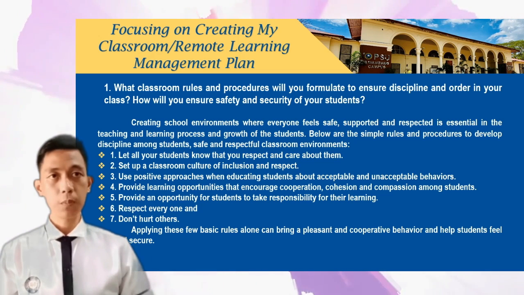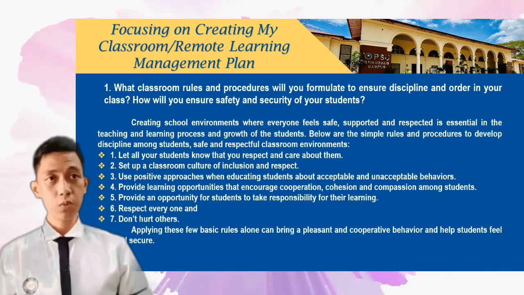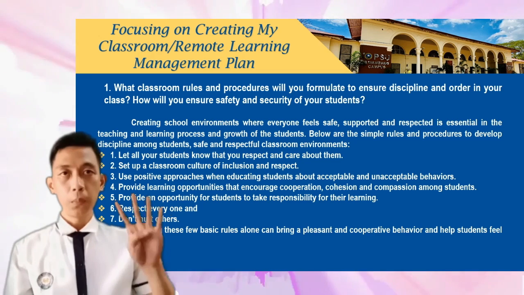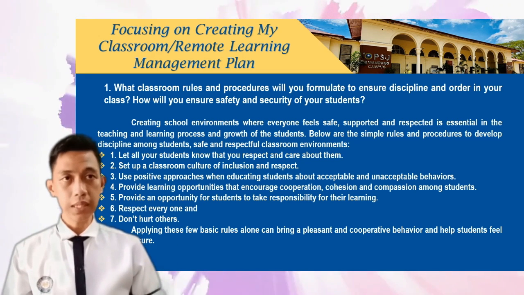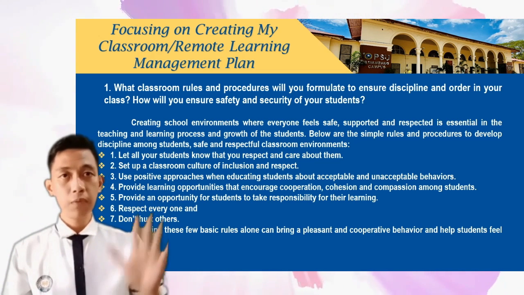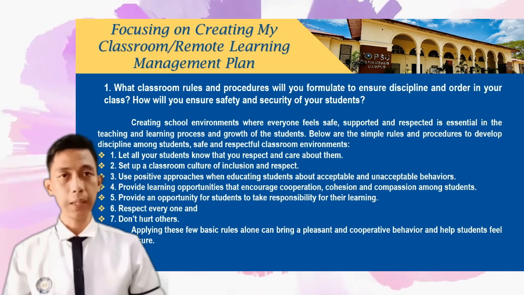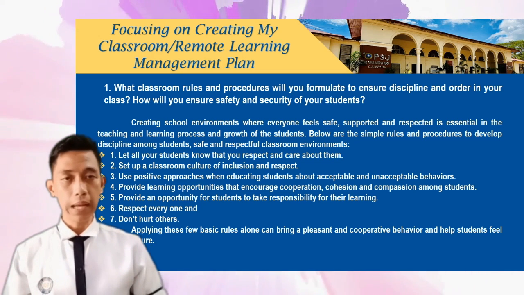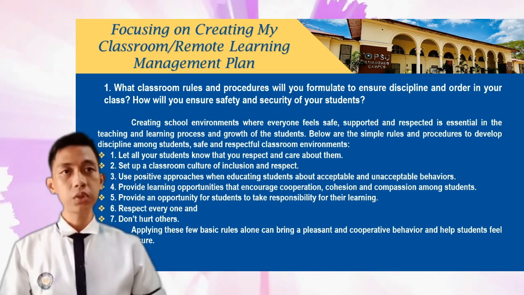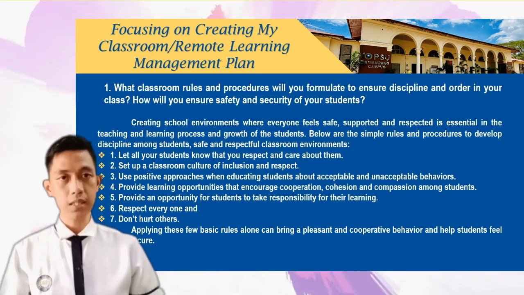Second, set up a classroom culture of inclusion and respect. Third, use positive approaches when educating students about acceptable and unacceptable behaviors. Fourth, provide learning opportunities that encourage cooperation, cohesion, and compassion among students. Fifth, provide an opportunity for students to take responsibility for their learning. Sixth, respect everyone. And last, don't hurt others. Applying these few basic rules alone can bring a pleasant and cooperative behavior and help students feel safe and secure.